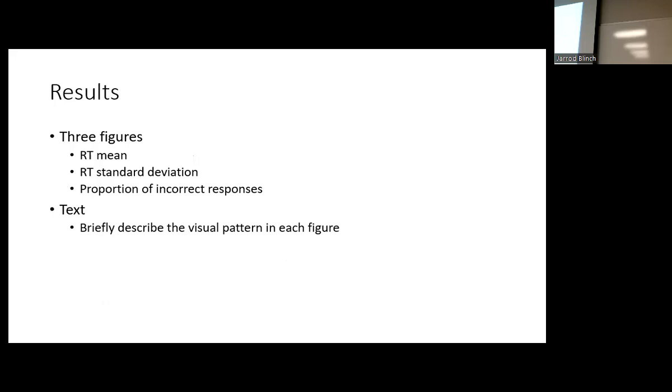Results, we've talked about this before, but I'll be looking for these 3 figures, and there should be a little bit of text to discuss the visual pattern of the figure. So it's saying, hey, here's the figure, and look, ipsilateral is faster than contralateral. Just a few sentences is fine for each figure. Okay, we all on board so far?